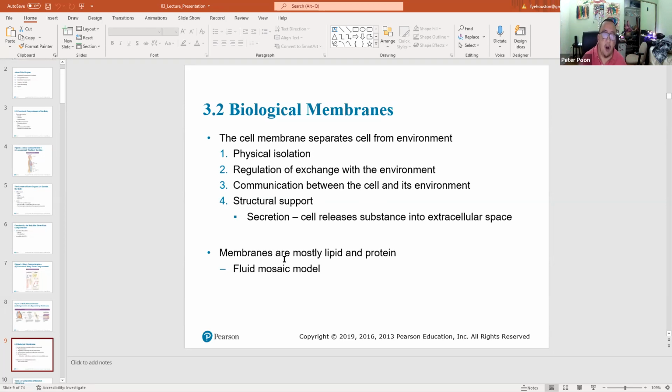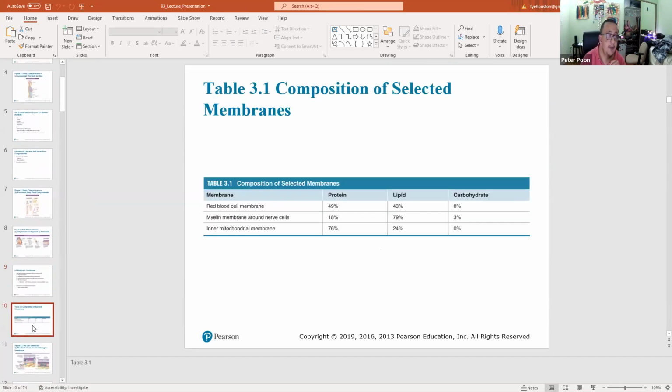Most membranes are lipid and protein, and those lipid and protein work in something like a fluid mosaic model. You can go over that in class. But just because it's lipid and protein doesn't mean all the membranes are the same. Some membranes of your regular cells are actually more lipid, less protein.